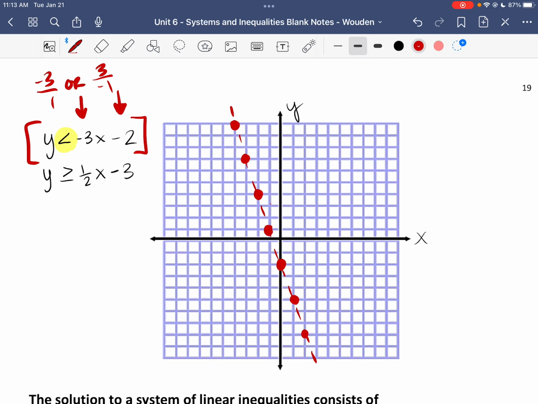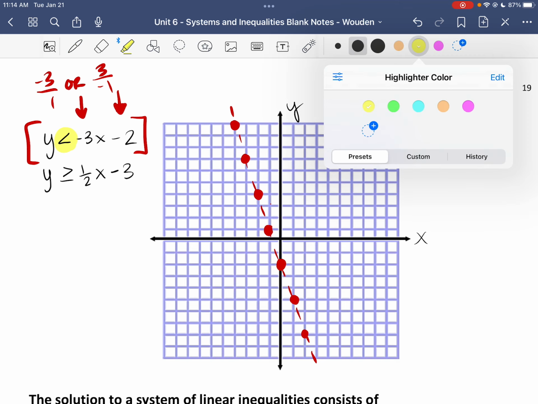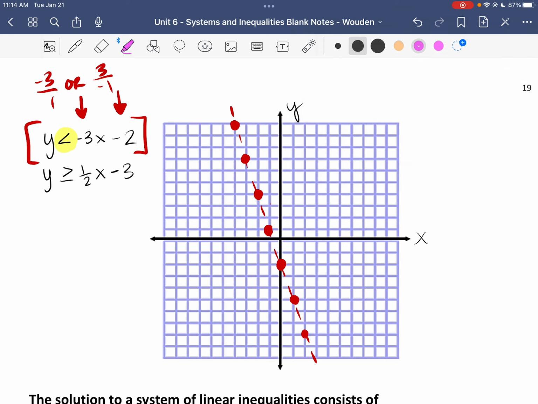Now, this is everything less than. So remember the trick that I taught you. You're going to take a point. Let's see, I'm going to get my highlighter. I'll do pink. Okay, we're going to take a point. I'm going to take this one right here.